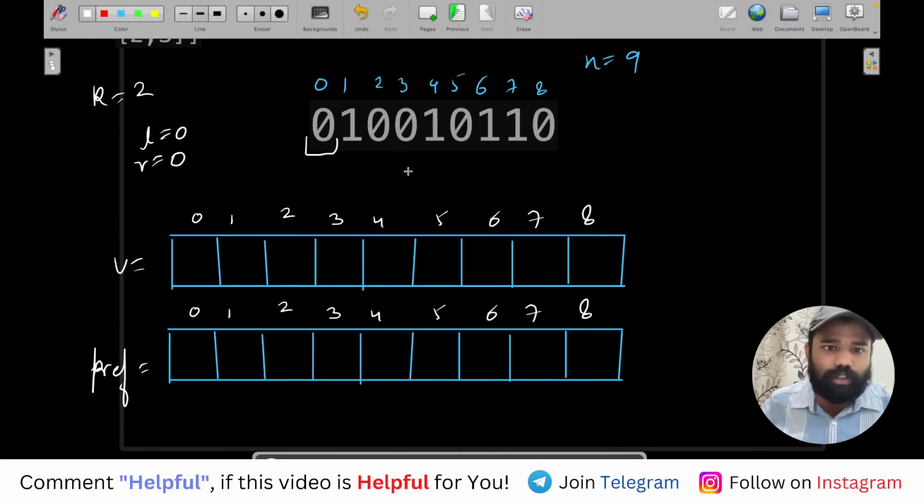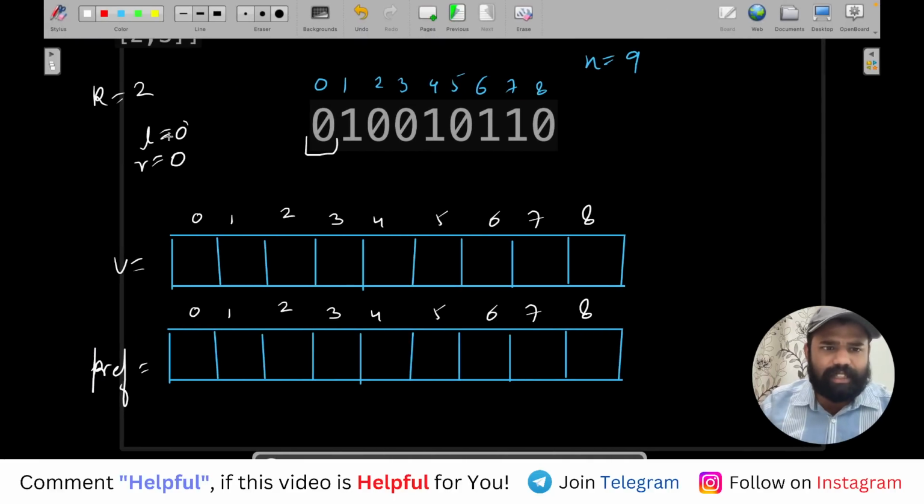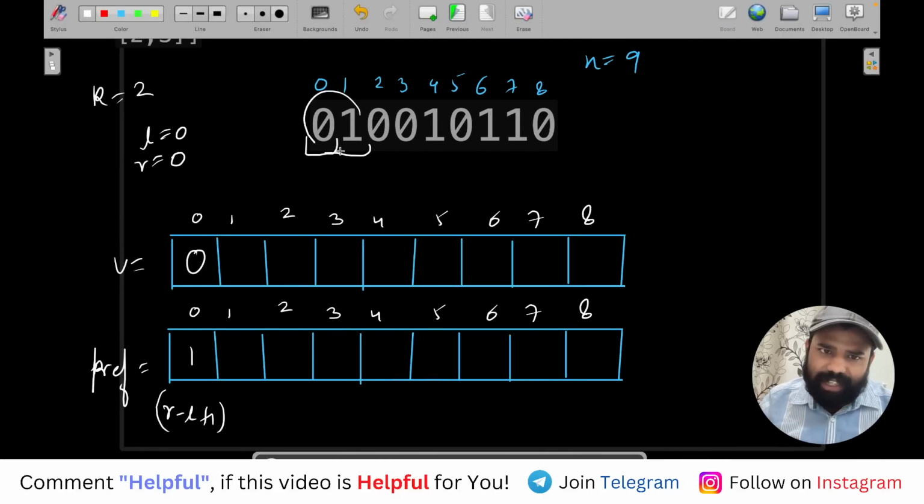Okay, so understand the logic. I'm just giving you a dry run also, but later on you will understand the logic. Basically, through this logic we will be able to find, between two different queries, the number of sub-arrays. If you see here, if this is L0 and R0, I will make V of R equal to L, meaning V of 0 equal to 0, and prefix will become 1 because the value of R minus L plus 1 is 1. Then I will move forward to here. R became 1, so here again for V of R, L is 0 again and prefix will become 2.